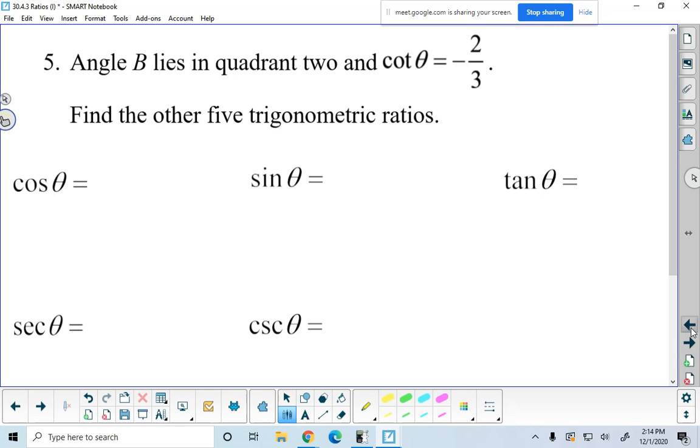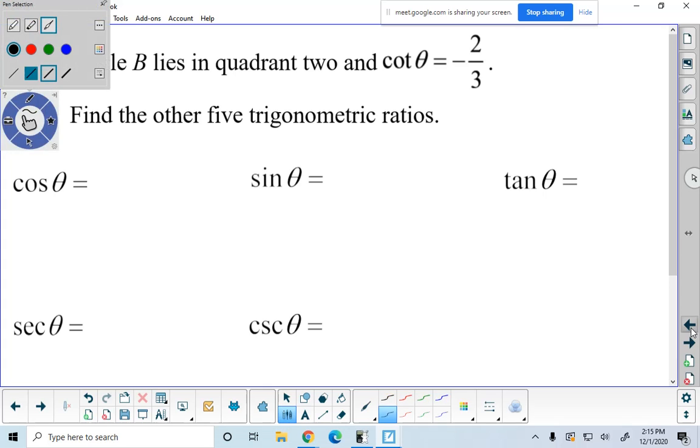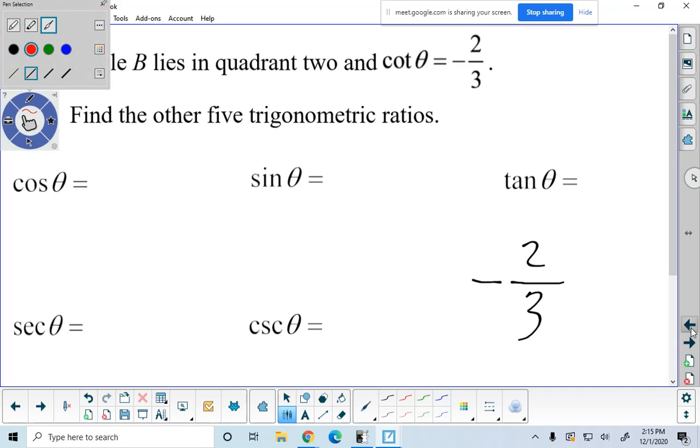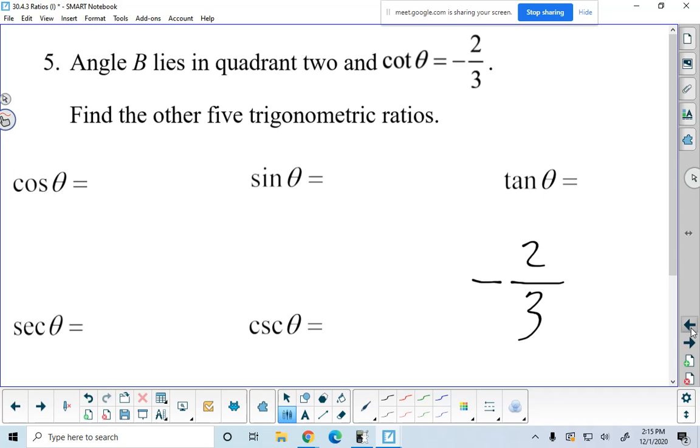Angle B lies in quadrant 2, and cotangent of theta is -2/3. Now, if you've had me as a math teacher in Math 20-1, you might remember that I absolutely hate this. I hate that negative right in front of the whole thing. Mathematically, it's confusing. It means the whole thing's negative. But in this particular case, I would like everybody to think for a second about how cotangent of theta is calculated using x, y, and r.